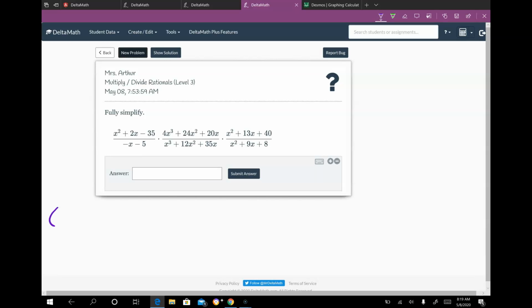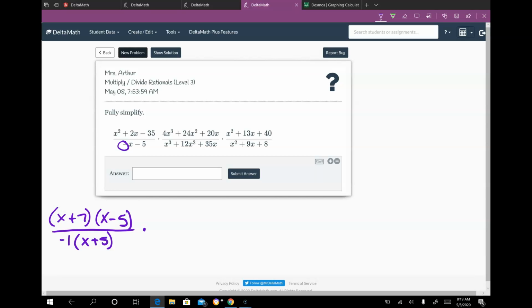Okay, 35 is only going to be 7 and 5. So it's going to be x plus 7, x minus 5, because 7 minus 5 is 2, I'm so sorry. So 7 minus 5 is positive 2, and then 7 times negative 5 is negative 35. I told you if you have a negative as your leading coefficient, factor that negative 1 out. So I get an x plus 5, okay?